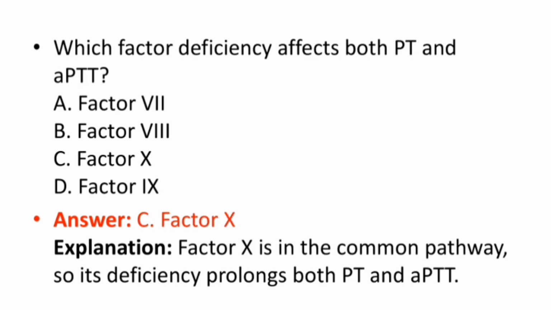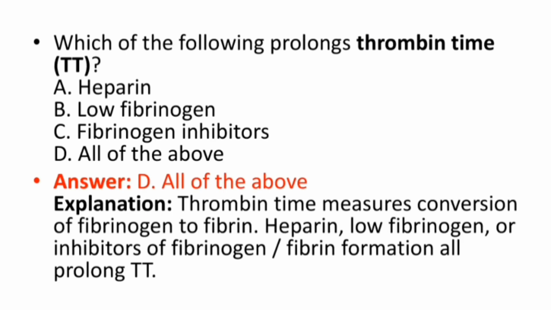Which factor deficiency affects both prothrombin time and activated partial thromboplastin time? Option A factor 7, option B factor 8, option C factor 10, option D factor 9. The correct answer is option C, factor 10. Factor 10 is in the common pathway, so its deficiency prolongs both prothrombin time as well as activated partial thromboplastin time.